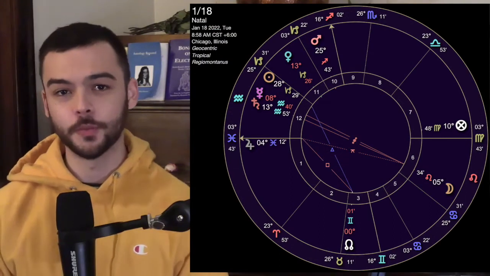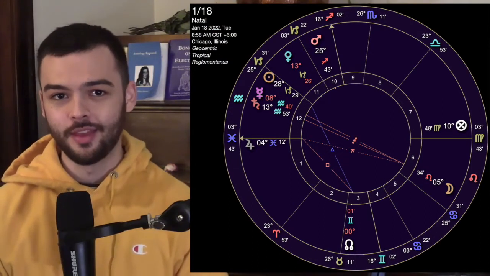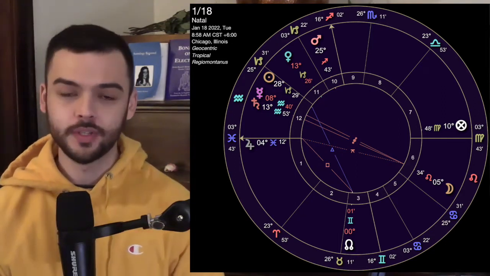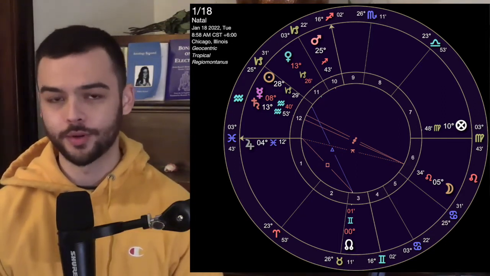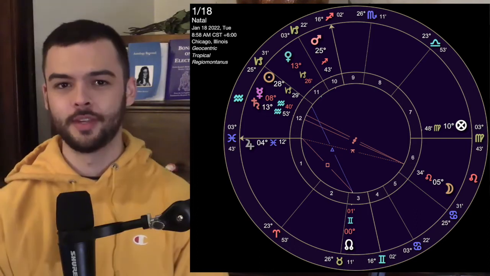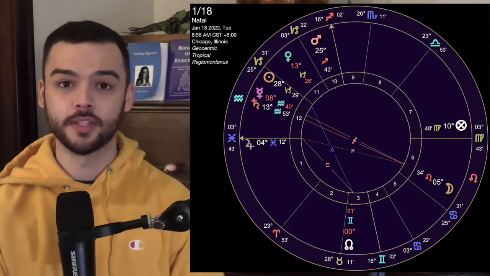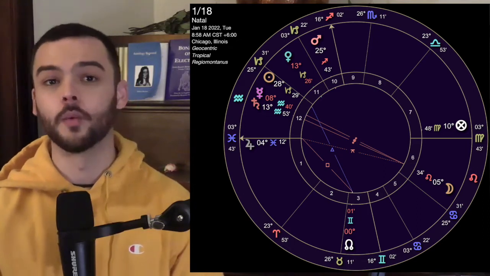Our first chart this week is January 18th. It has a Pisces rising with Jupiter conjunct the ascendant, and the moon is in Leo, opposing Mercury retrograde and Saturn. The first step when we look at any day is going to be observing what the moon is up to. What aspects is it making? What sign is it in?